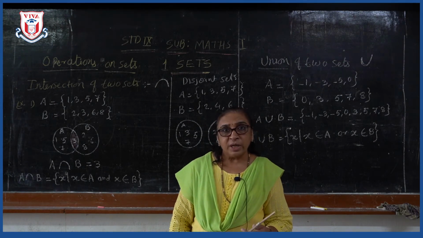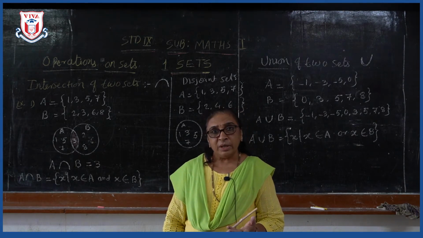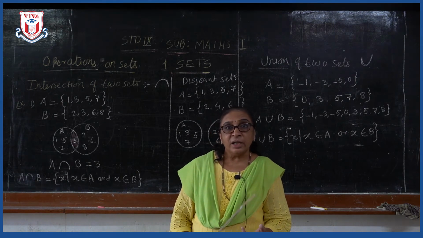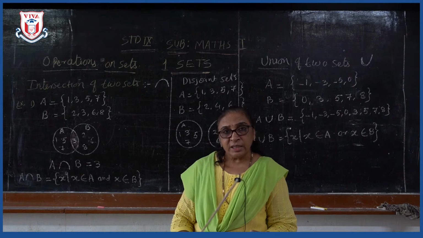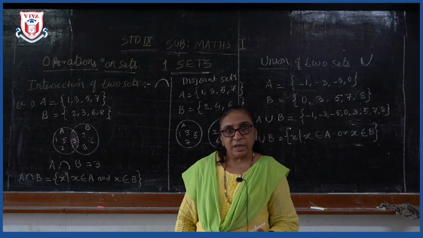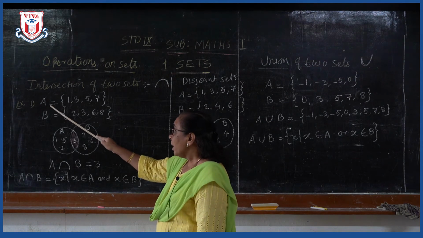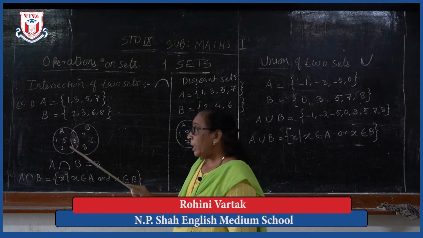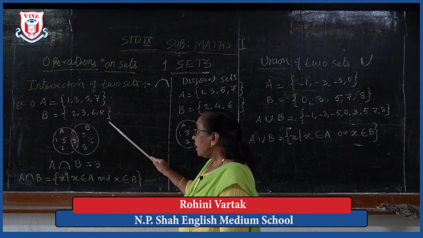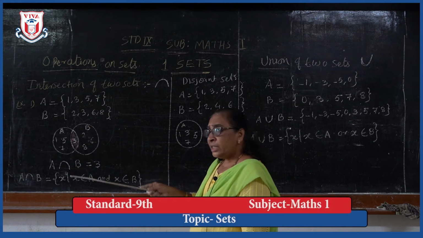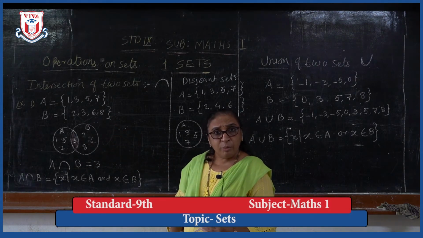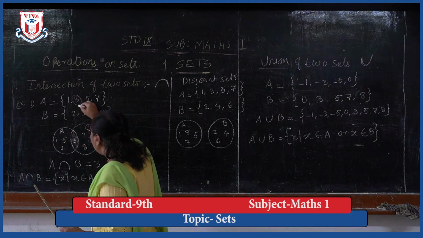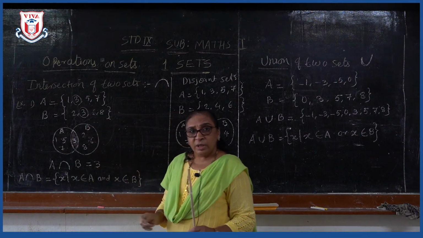In these operations of sets, we are going to study the intersection of two sets, then disjoint sets and union of two sets. Let us see first the intersection of two sets. I have written one example here. Set A consists of elements 1, 3, 5, 7 and set B 2, 3, 6, 7, 6, 8. Now check these elements. Is any element repeated in both the sets? Yes. If you see, 3 is the element belonging to both the sets.